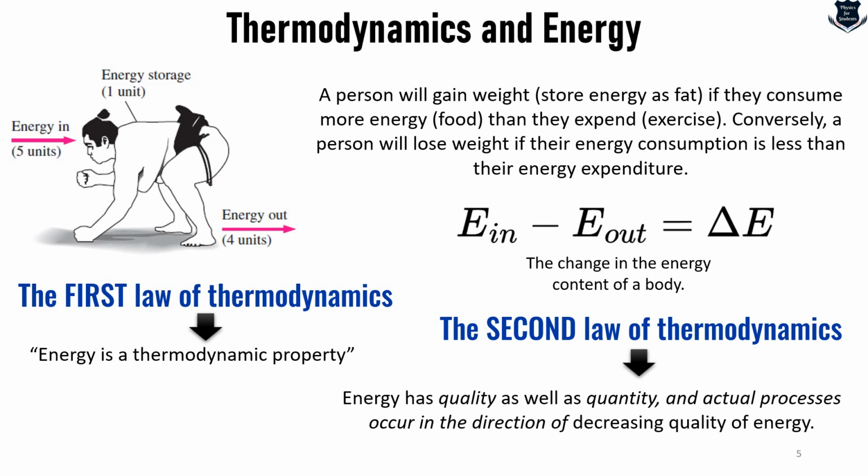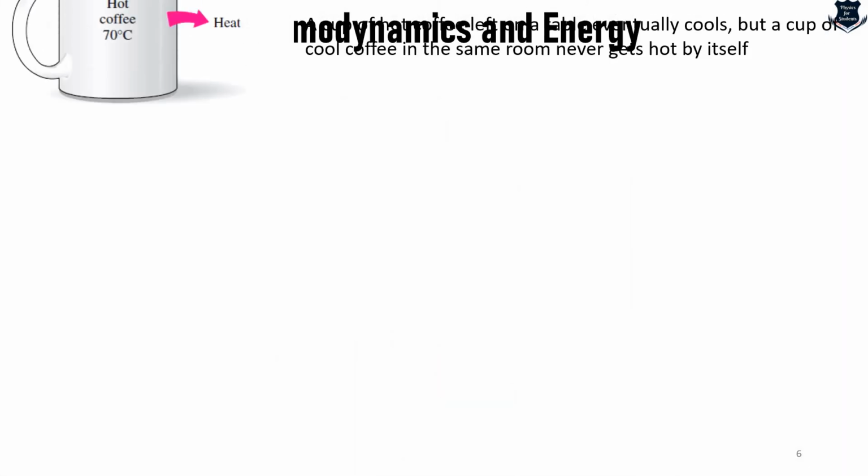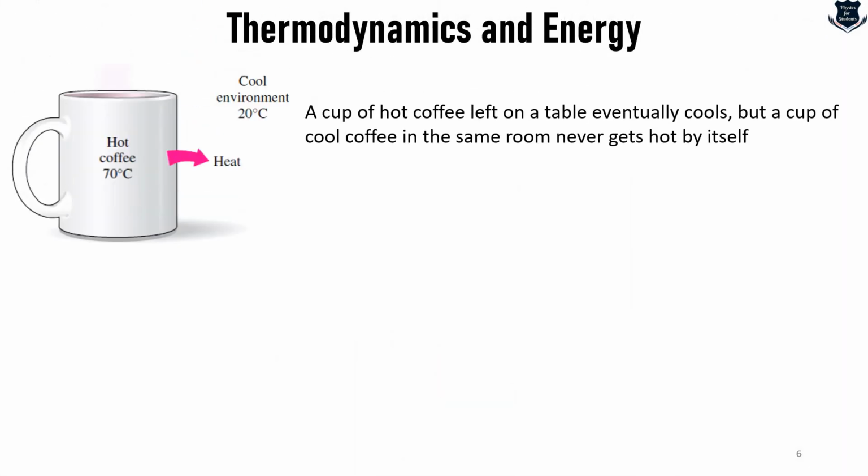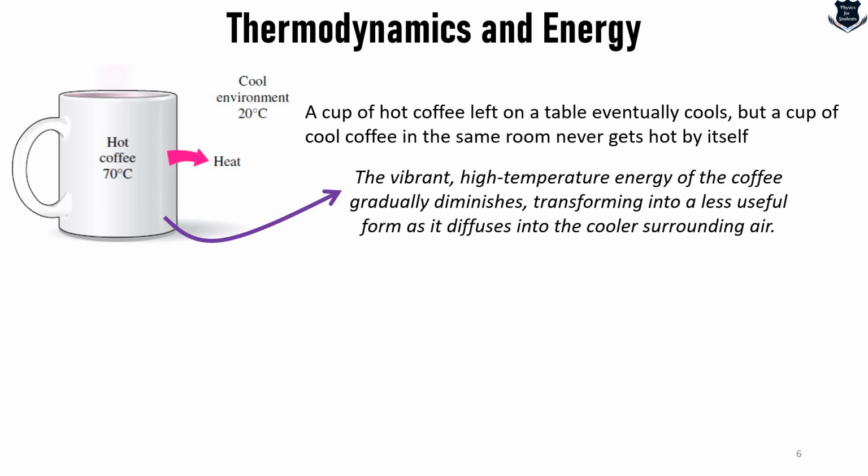Now let me give you a quick example. For example, this is a coffee cup. A cup of hot coffee on the table eventually cools, but a cup of cool coffee in the same room never gets hot by itself. So the higher temperature energy of the coffee is degraded, or transformed into a less useful form, a lower temperature, once it is transferred to the surrounding air.